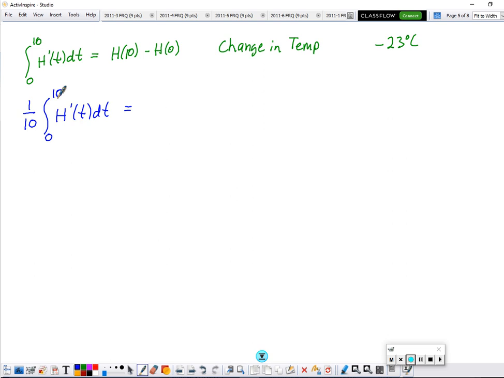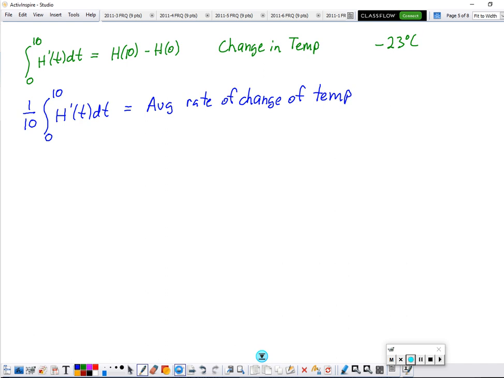What is this? Let's put Jessup. The average rate of change of the temperature. So this is the average rate of change of the temperature. They don't ask you to find that, but that's what it is. It's the average rate of change of the temperature, the average rate at which the temperature is changing.